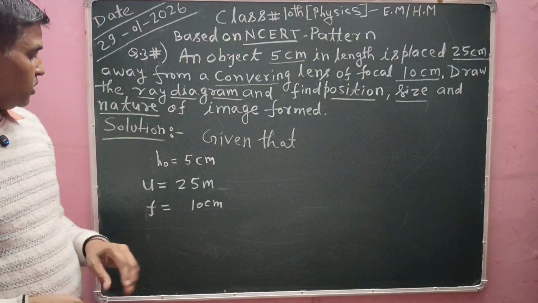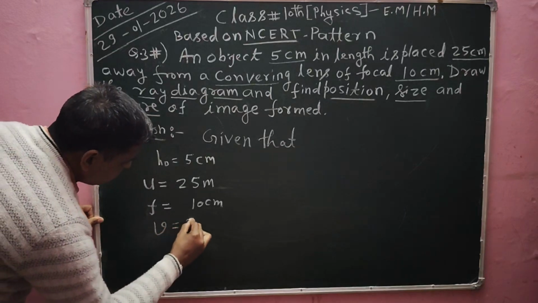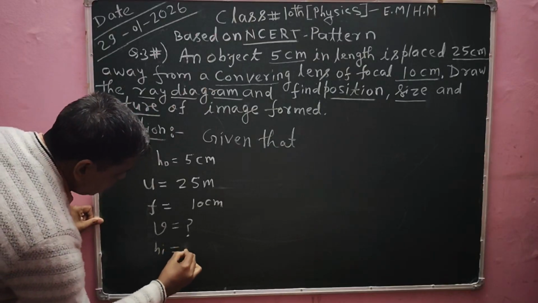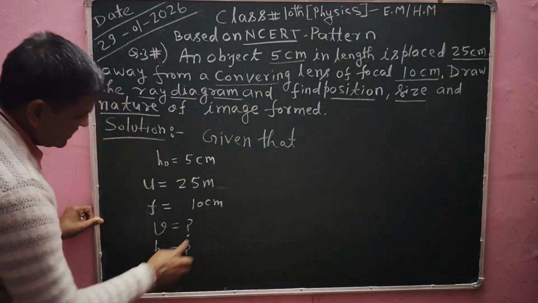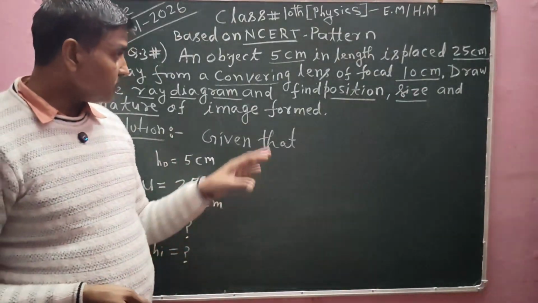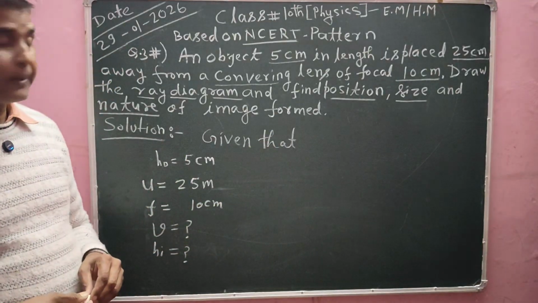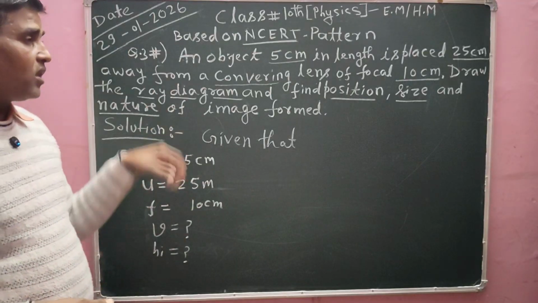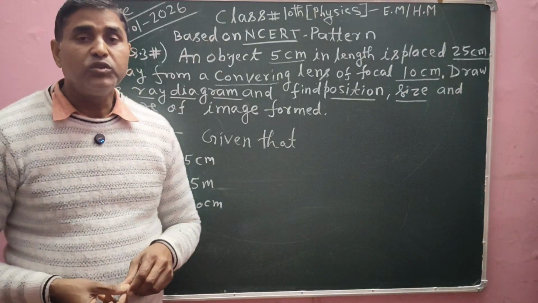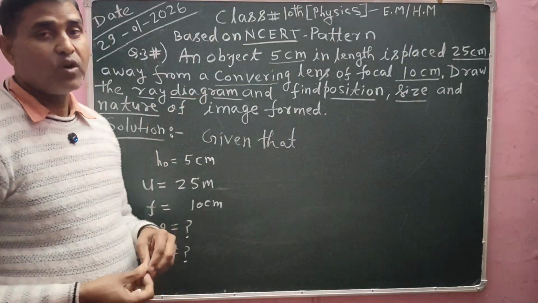Okay, so given information I have written here, so required information we have to find the value of V, and also we have to find the value of HI, that is the height of the image. So these are the two requirements which are needed, and then we will draw its ray diagram with the help of these data. Okay, so first of all I am going to translate all these informations into Hindi, so students who are reading in Hindi medium, that is in UP board, can understand this solution of this question and also the concept of lens.